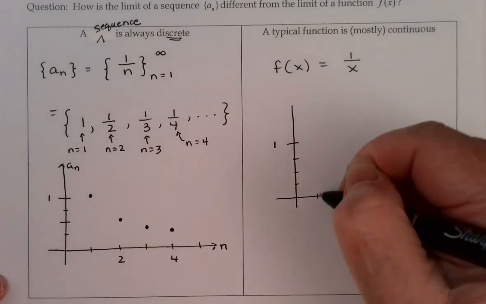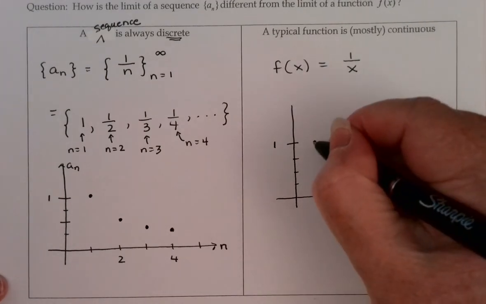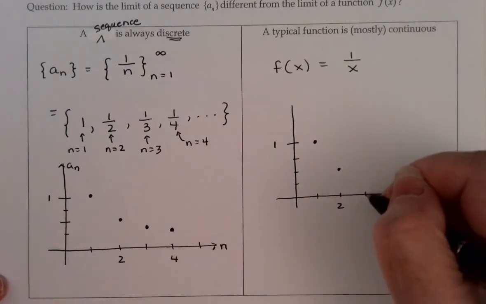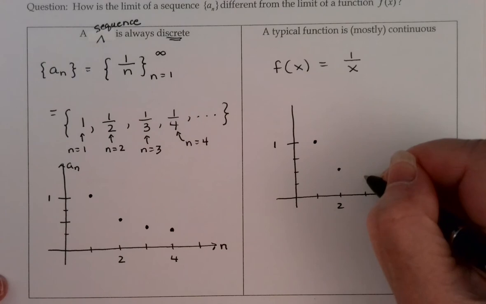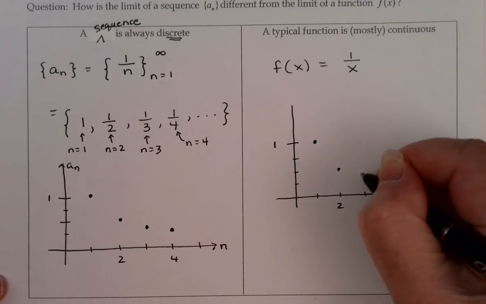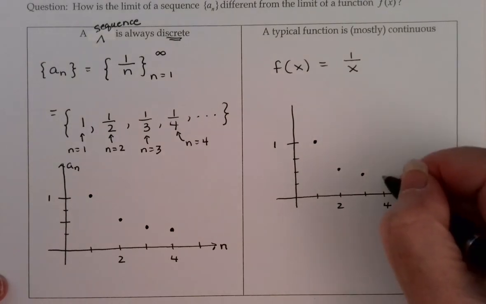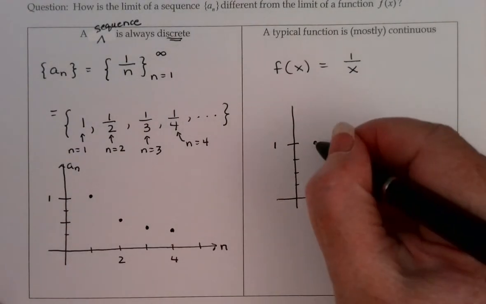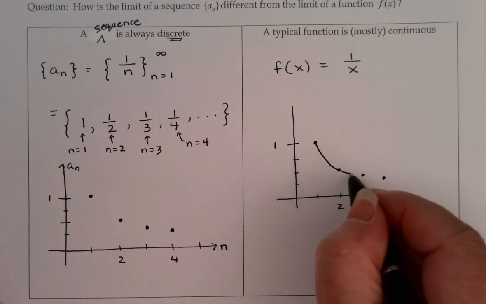We'd still say, for example, when x is 1, 1 over 1 is 1. When x is 2, we would get 1/2. When x is 3, we would get 1/3. And when x is 4, we would get 1/4, and so on. But this time, we also have all of the values in between.